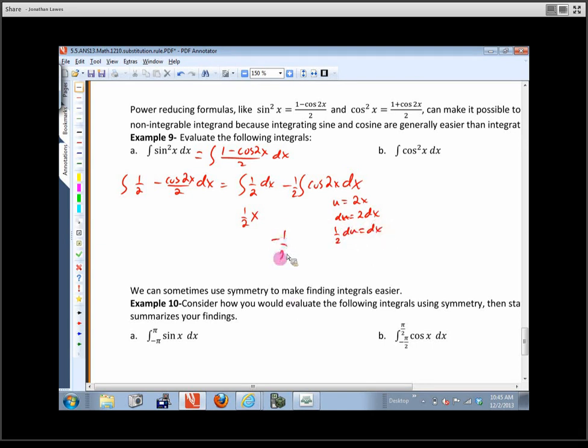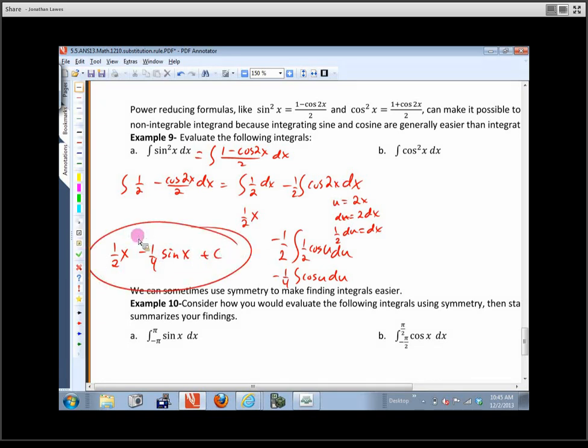So I've got minus 1/2 integral. Wherever there's a dx, I'm going to put a 1/2 and a du. And then this is cosine u. So what I've got here is -1/4 integral of cosine u du. And what's the antiderivative for cosine? Just plain old sine, right? So this is going to be 1/2 x from this term right here, and then this is going to be 1/4 sine x plus c.